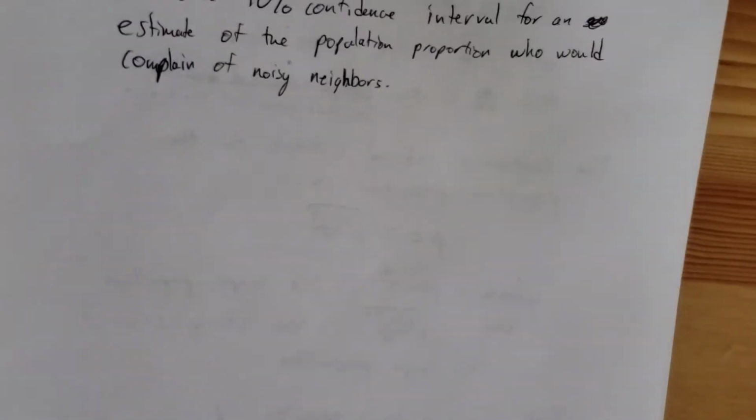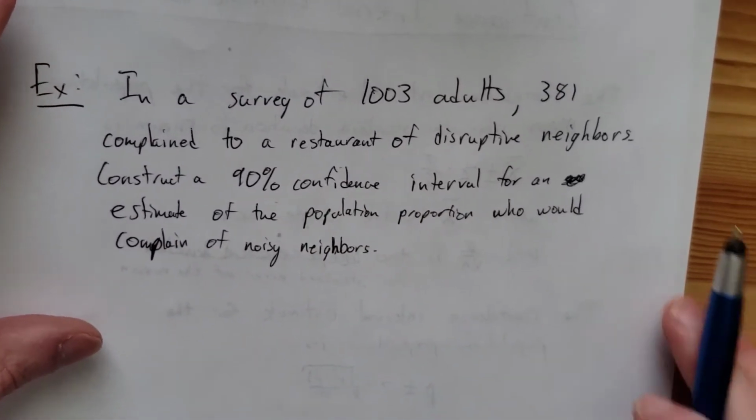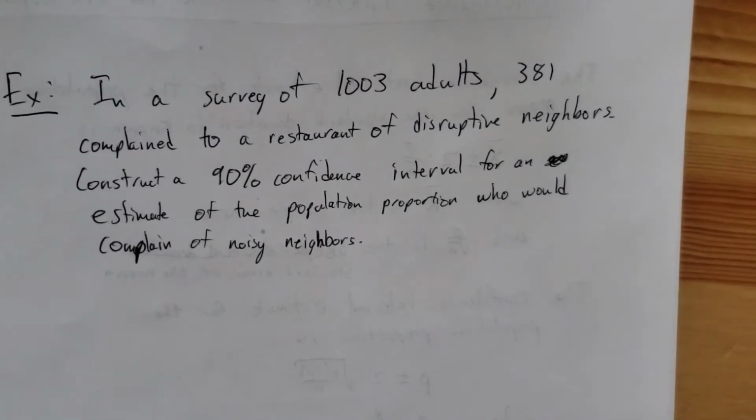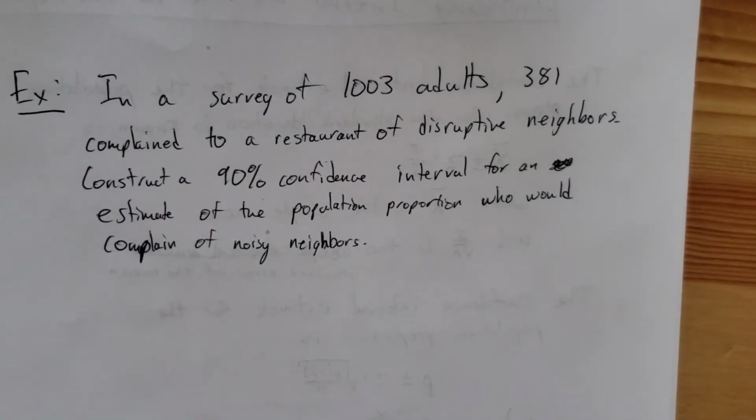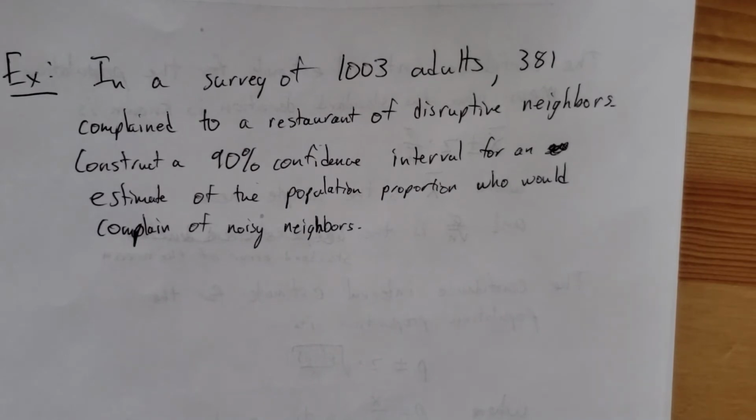So let's do that. Let's suppose we have an example where, in a survey of 1,003 adults, 381 complained to a restaurant of disruptive neighbors. So let's construct a 90% confidence interval for an estimate of the population proportion who would complain of noisy neighbors at this particular restaurant. So how do we do that?